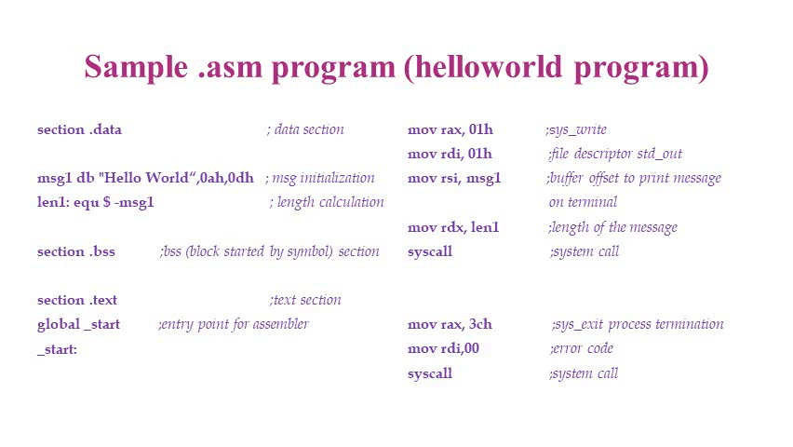Then at last we have to call the process termination function, that is system exit, and the value for that is 3ch in hexadecimal and 60 in decimal. So that we have to put in RAX, and the error code value in RDI, and then again we have to write syscall. So this is the sample .asm program for printing the hello world string on the terminal.